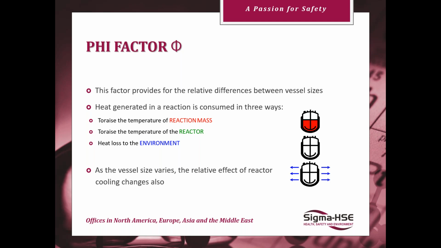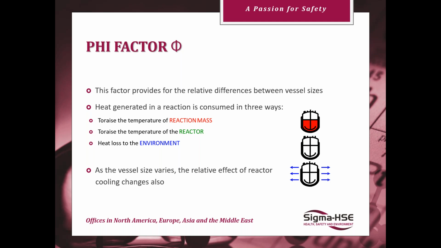The second consumption of heat energy is to raise the temperature of the reactor. So you've got your reactor walls, and then you have the outward transition of heat lost to the environment from your reactor walls and equipment to the environment, into the air basically.